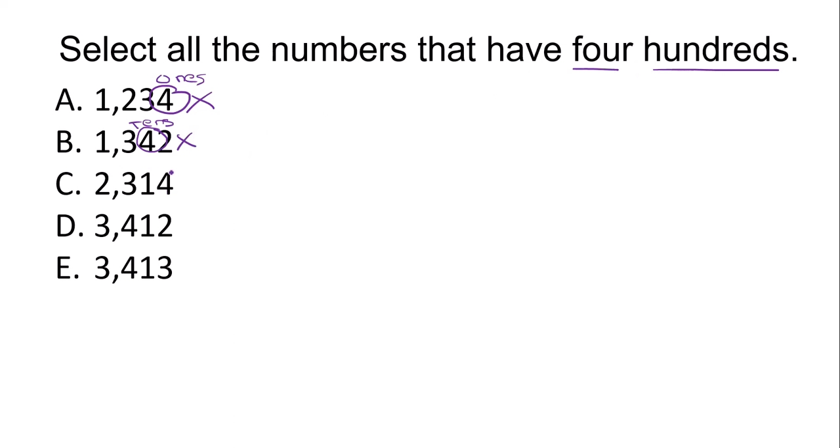Take a look at C. It has a 4, but the 4 is in the ones place, so this one is not the answer either. And look at D. The 4 is actually in the hundreds place, and that is exactly what we're looking for, so this is the correct answer. How about E? Is the 4 in the hundreds place as well for E? Yes, it is, so this is also correct. Very good. So both of these answers are correct. Alright, let's move on to the next question.